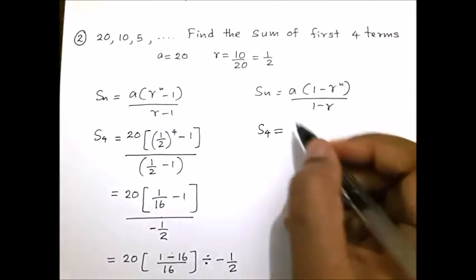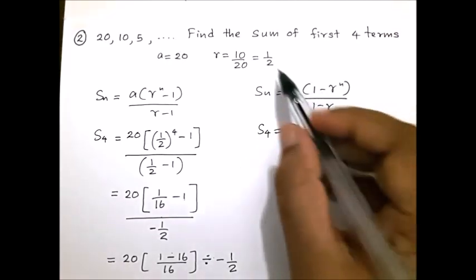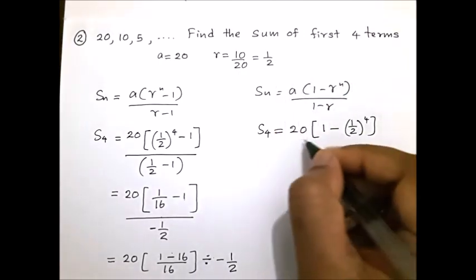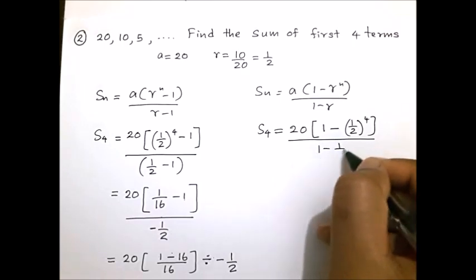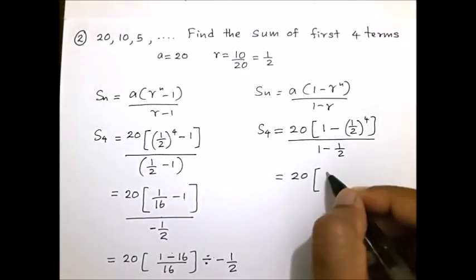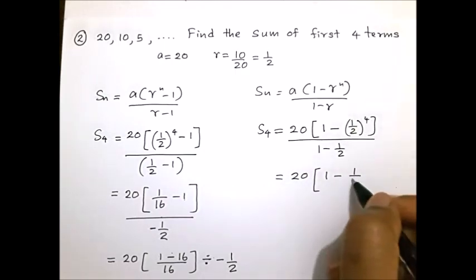S4, sum of first 4 terms. First term is 20. 1 minus r, which is half, to the power 4, and the denominator 1 minus half. 20, 1 minus, remove the bracket: 1 to the power 4 is 1, 2 to the power 4 is 16.